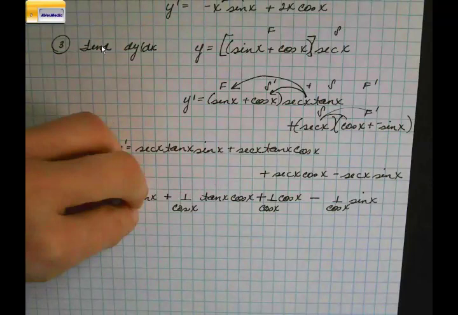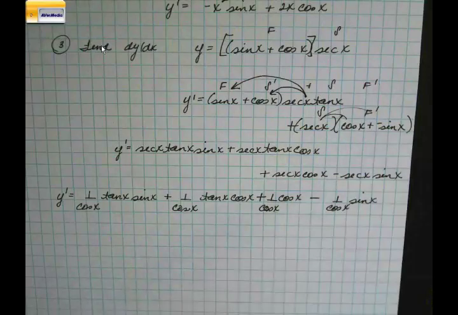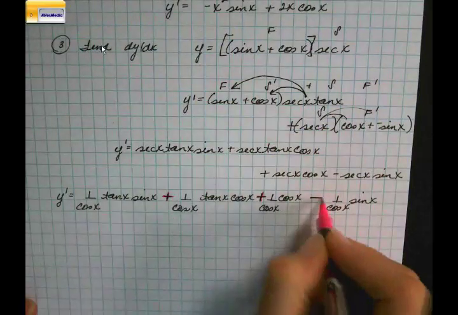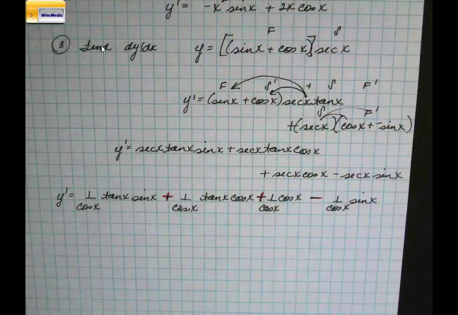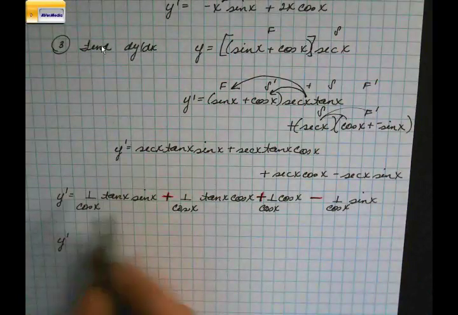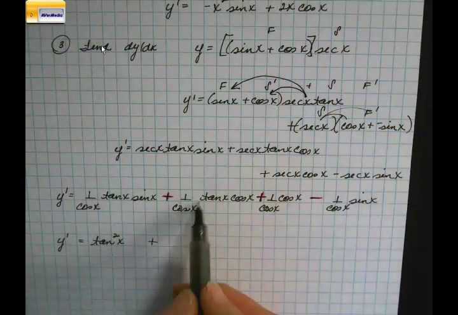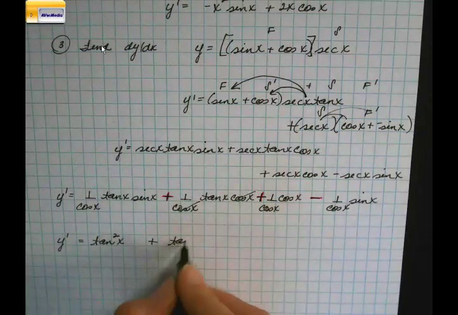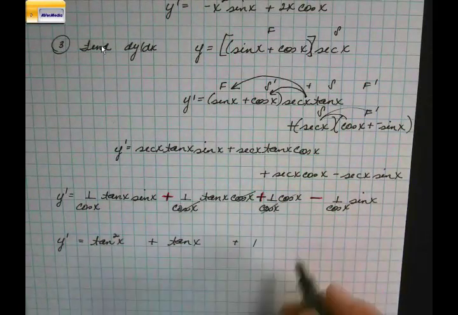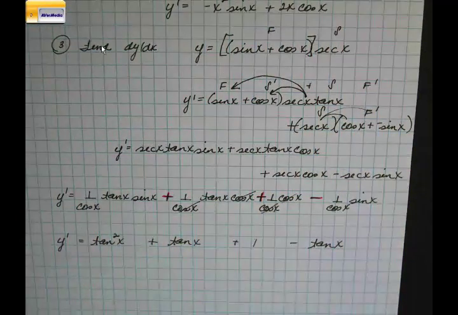Again, visually, this is your first term, second term, third term, fourth term. Here's the plus sign between the first two, the plus sign between the second two, the subtraction between the last two. Now in the first one, sine over cosine is tangent, so this is tangent times tangent, which is tangent squared x. The second one, the cosines will reduce, leaving just a tangent x. The third one, the cosines reduce, leaving just a 1. And the last one, sine over cosine, is tangent.